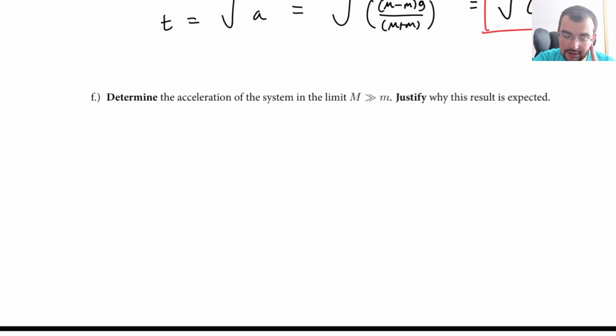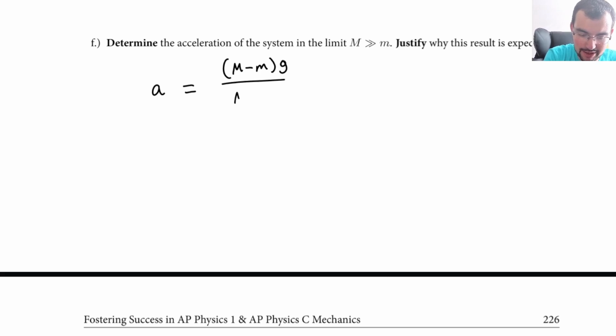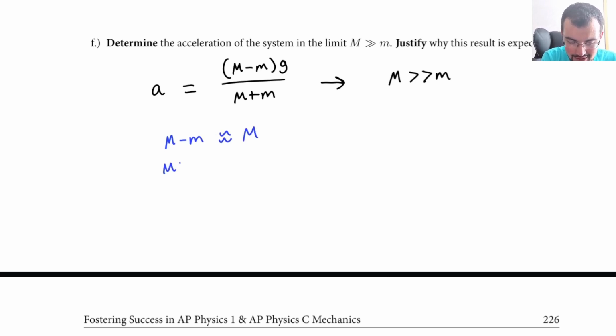Determine the acceleration in the limit M gets much, much bigger than m. Justify why this is expected. So a is equal to M minus m g divided by M plus m. So if M is much, much larger than m, what does that mean? That means two things. This means M minus m is approximately just the big mass, and the sum of the masses is also approximately the big mass.